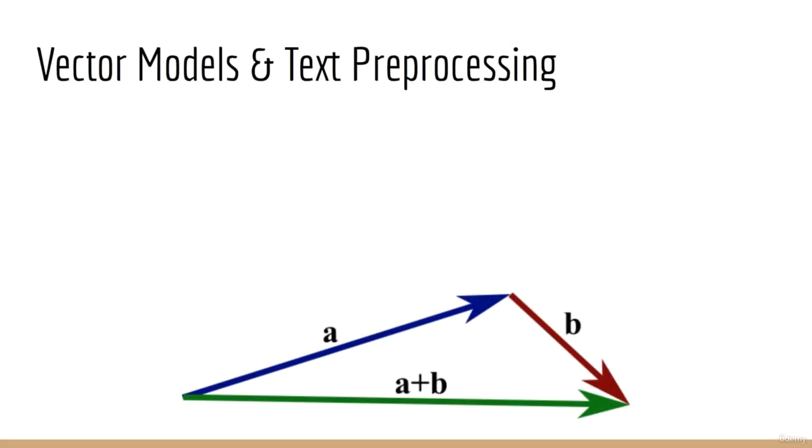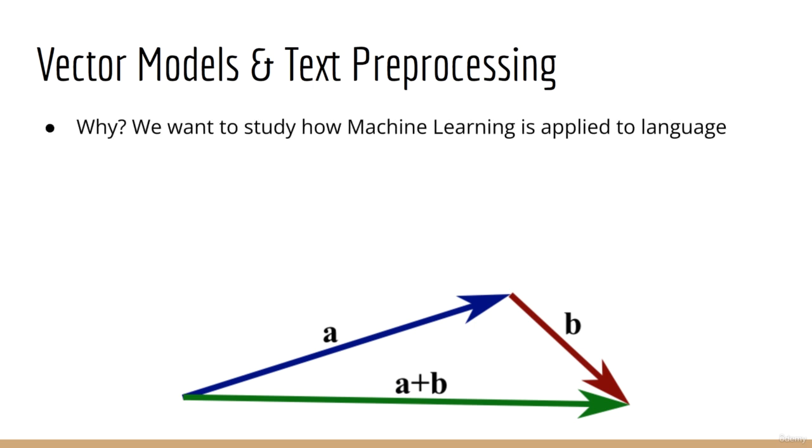So in this lecture, we will be introducing the next section of this course, which is on vector models in NLP. So let's think about why this section exists. Well, this class is all about the study of language and how machine learning can be applied to it. We know that machine learning is essentially applied math. We also know that math typically works on numbers.